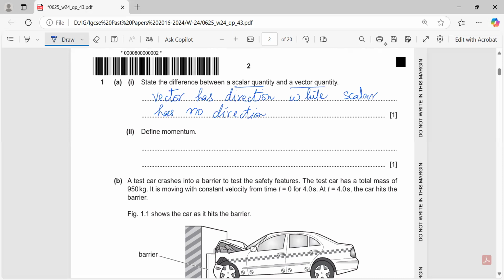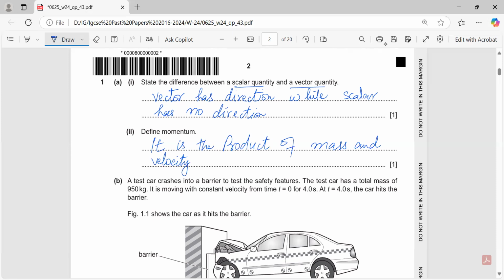Define momentum, it was in the previous question also. So it is the product of mass and velocity. Momentum is denoted by capital letter P, and P is equal to m times v, meaning the product of mass and velocity.